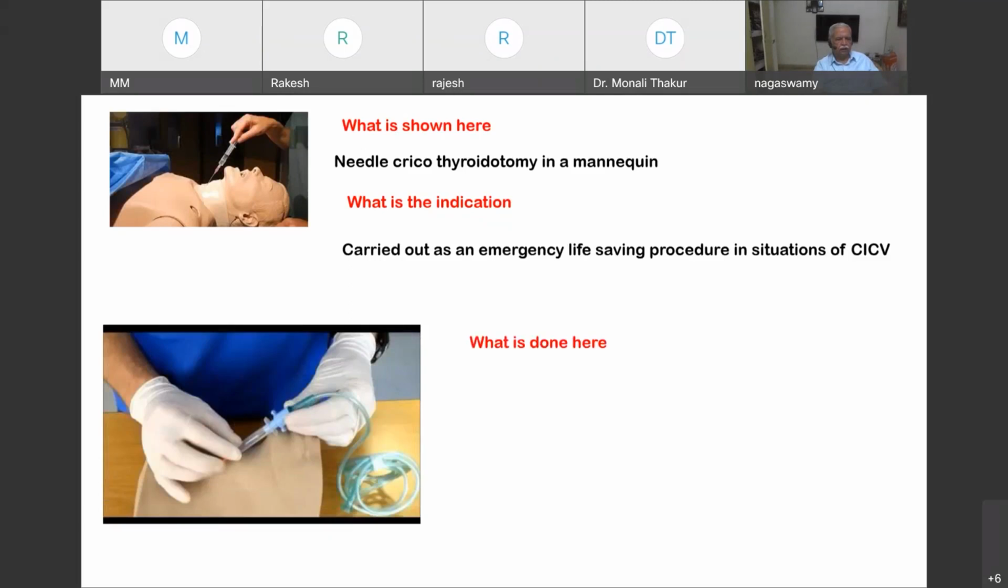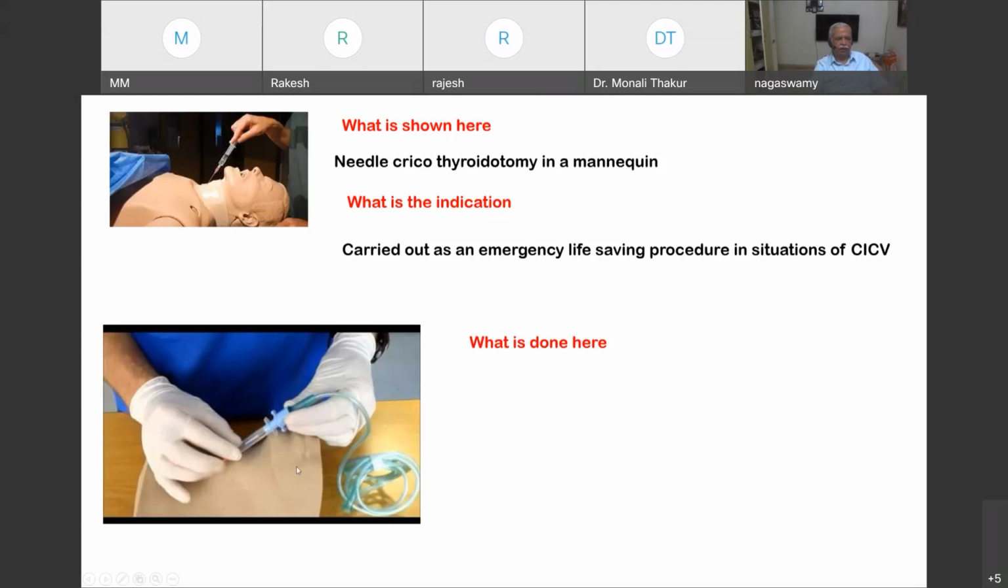What is this person assembling here? Jet ventilator. But that is not regular jet ventilation. You can see what all he is using. He is assembling something on his own. This is not a commercially available thing. So he has taken something here, connecting it.